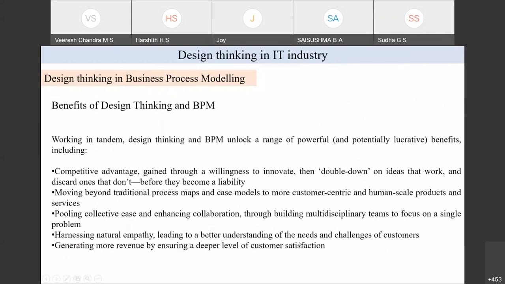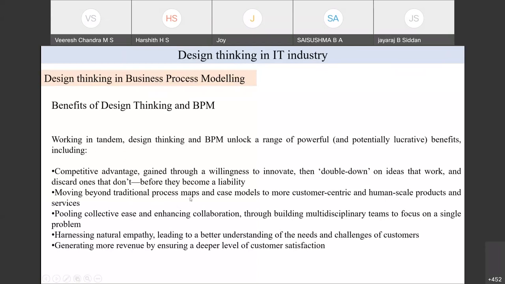So what are the benefits? They go hand in hand. They unlock a range of powerful, potential and lucrative benefits, including competitive advantage gained through a willingness to innovate, then doubling down on ideas that work and discarding ones that do not. We will come to a conclusion: this is the best idea, or this is the best solution for the problem, and this is not. By this, we can gain the competitive advantage.